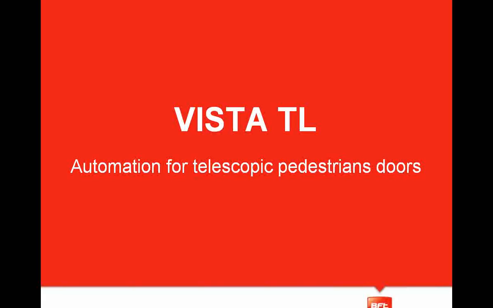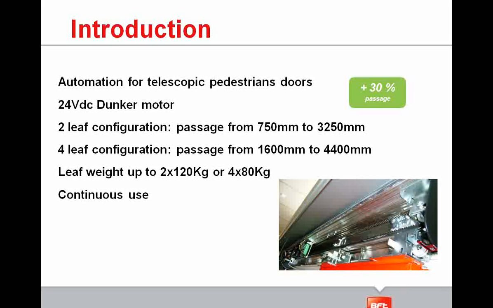So we start to speak about Vista TL. Vista TL, I already told you, is an automation for the telescopic pedestrian door. It is installed with one 24-volt Dunker motor. It is possible to buy it in 2 configurations, with 2 leaves or 4 leaves.